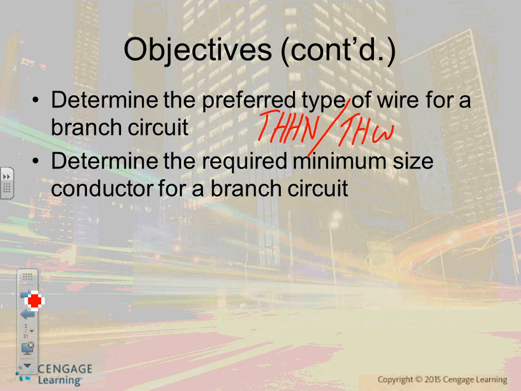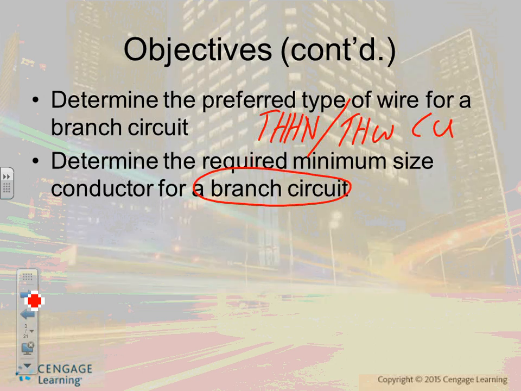So the wire for a branch circuit. The type of conductor preferred is what? Copper or aluminum? Copper, CU, we love the copper. Okay, minimum size conductor for a branch circuit. Determine the minimum size conductor for a branch circuit. We'll talk about this one.